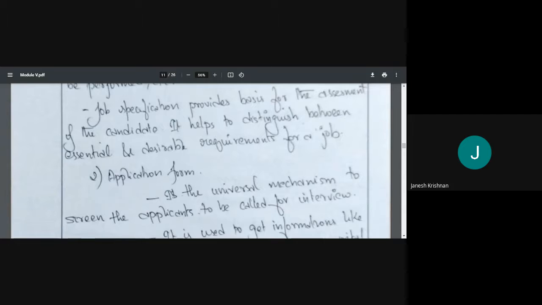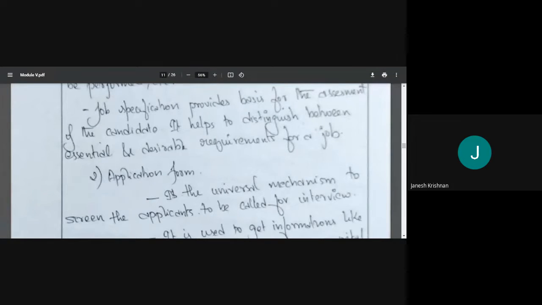Okay? So in this case, I'll be having certain essential requirements. According to my job analysis, he must be a BTech in civil engineering. He must be a civil engineer, right? He must have a BTech degree. Then sometimes he needs to know a certain language, like, for example, Hindi. So these are my essential requirements.